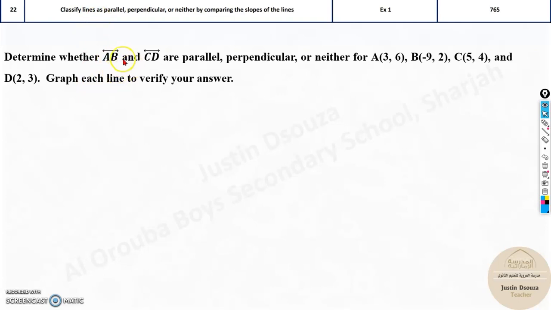Determine whether lines AB and CD are parallel, perpendicular, or neither for these particular coordinates. Okay, and then graph each line to verify your answer. It is very important for you to draw a graph. Now the graph is not given. You won't be able to exactly draw the graph if the graphing sheet is not given. Otherwise, just draw a random graph.